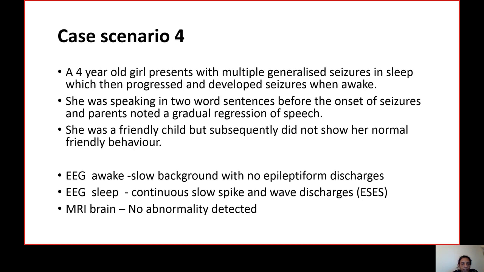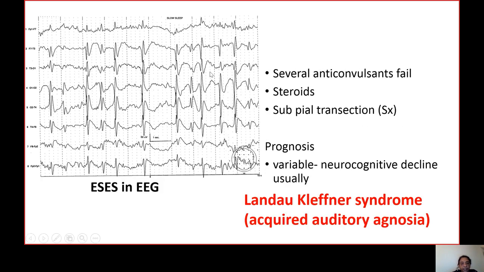When we did the EEG, the awake EEG showed a slow background with no epileptiform discharges. So the background was abnormal, but there were no epileptiform discharges. But when we did the sleep EEG, there were continuous slow spike and wave discharges. I showed you an EEG like that before. So it was a continuously discharging EEG. And of course, the MRI brain didn't show any abnormality. This is the EEG again in sleep, showing epileptiform discharges in sleep, or ESES, as we call it.